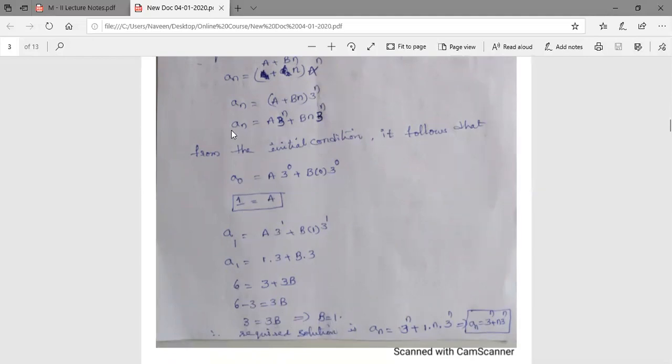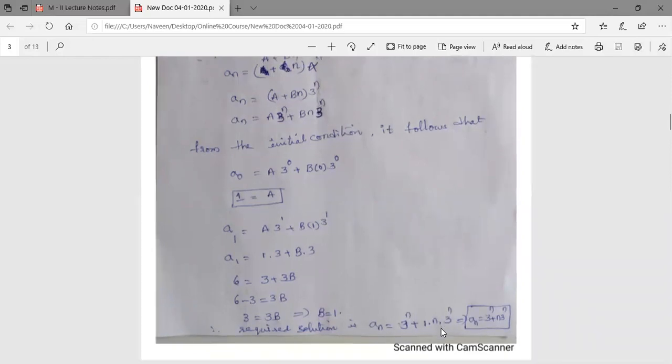Therefore, a_n is equal to, this is the solution, no? a_n is equal to 1 into 3^n plus 1 into n into 3^n is a solution to the given recurrence relation. So on simplification, if I take 3^n common, you get 1 plus n. 3^n into (1 plus n) is the required solution to the given linear homogeneous recurrence relation.